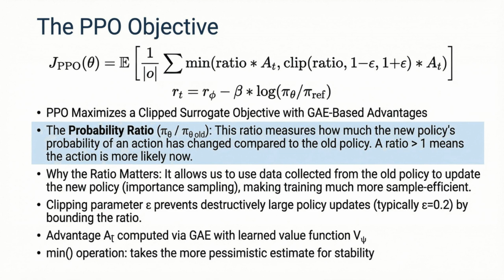The clip function is the key PPO innovation. It prevents the ratio from going beyond 1 plus or minus epsilon, so the policy cannot change too dramatically in one step. Now, the reward at each token, equation 2, includes a KL penalty. This is the log ratio of the current policy to the reference model, weighted by beta. This prevents the policy from drifting too far from the original SFT model. The critical question is, how do we compute A_t? In PPO, we use GAE with a learned value function, and that value function is the expensive part.